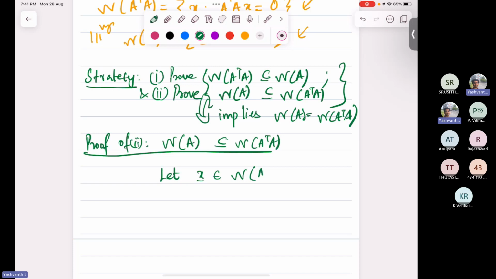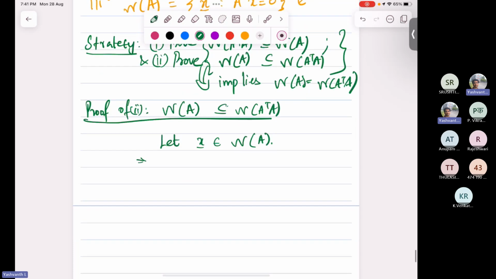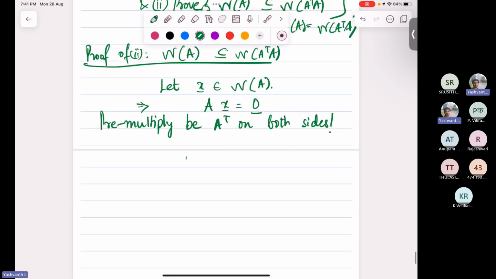Okay. Let X belong to null space of A. What does it mean? AX equal to 0. That's the definition of X belonging to null space of A. Pre-multiply by A transpose on both sides. So you get A transpose AX equal to 0. What does it mean? X also belongs to null space of A transpose A, because that's what this equation says.